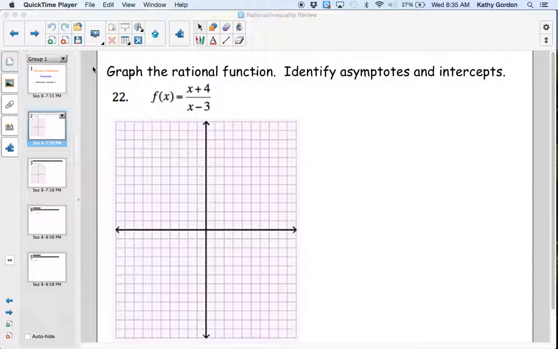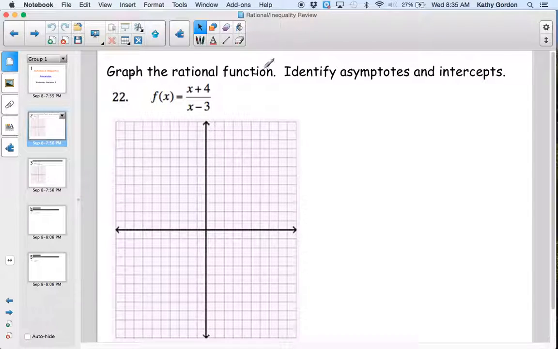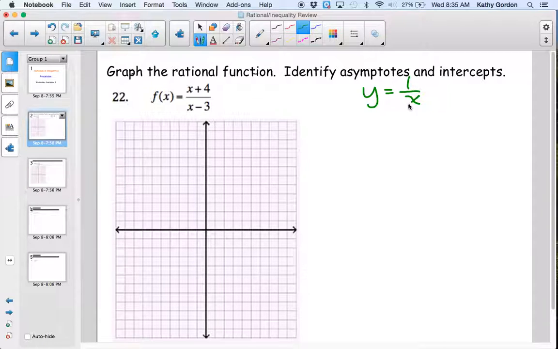So when we're dealing with rationals, if we think in terms of parent functions, the most basic rational that we can come up with is that one. A rational function is generally written in a fraction form, and we have a variable in the denominator. Okay? So the most basic one is 1 over x.